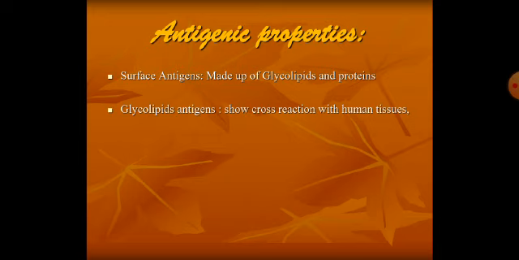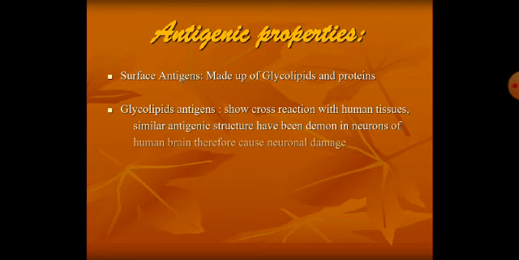Coming to the antigenic properties of mycoplasma, they have surface antigens made up of glycolipids and proteins. What is the nature of these glycolipids? They show cross reaction with human tissues, with similar antigenic structure to that of the neurons in the human brain. Therefore, the mycoplasmas are also known to cause neuronal damage.